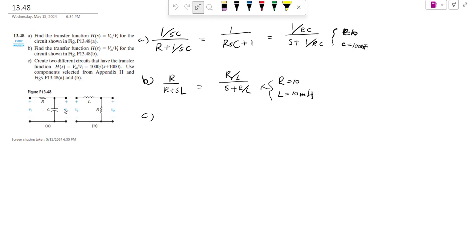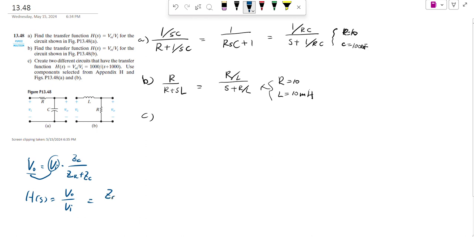So the output equals the input multiplied by this impedance over the sum of the two impedances. Let me write this very specifically. V out equals V in multiplied by ZC over ZR plus ZC. The transfer function is defined as output over input, so it is just ZC over ZR plus ZC. That's the two-impedance voltage divider.